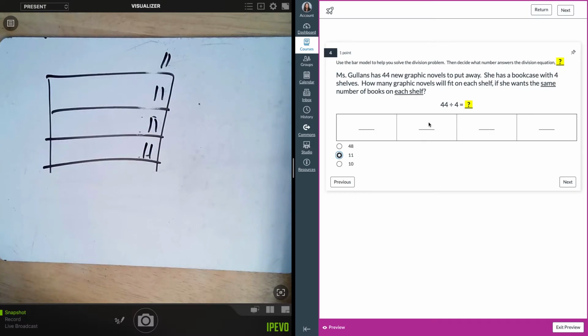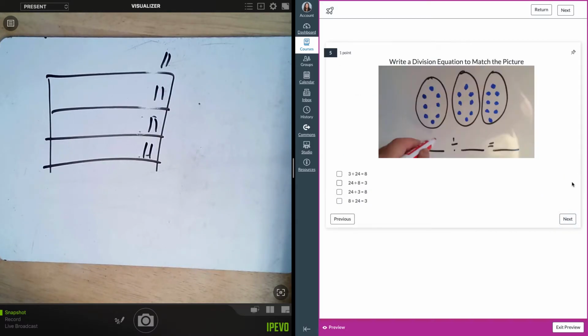And how could she have 48 on each shelf? That would be crazy. That would be that you added 44 plus 4, and that would not be showing that you understood the question. But sometimes those mistakes happen. So read carefully.